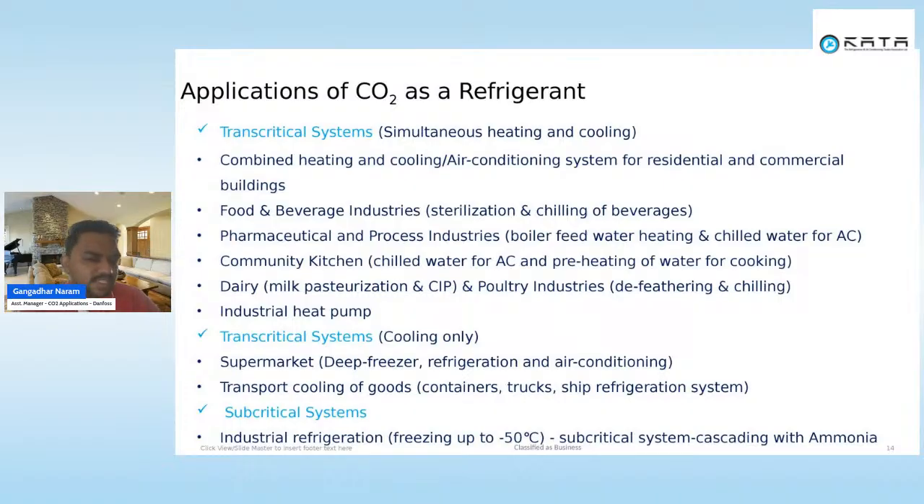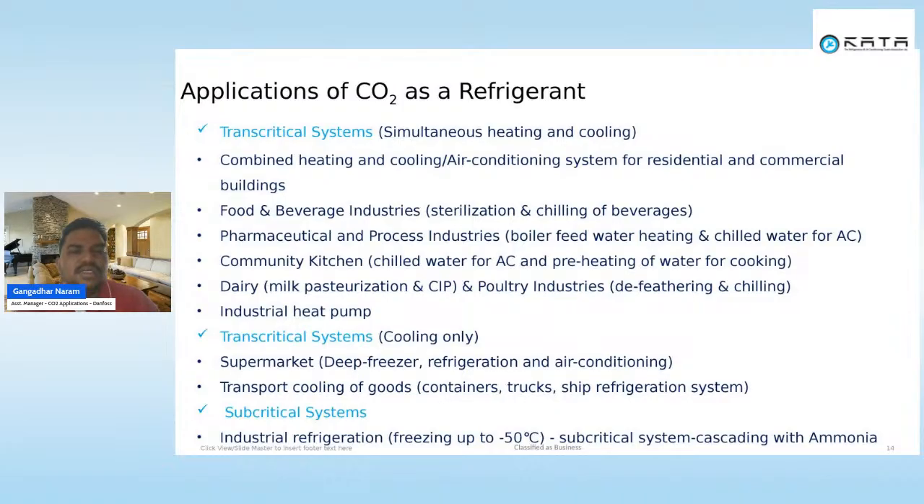In community kitchens, you can generate hot water for cooking and chilled water for air conditioning applications. Especially for dairies, you have milk pasteurization and the CIP process. Similarly, for poultry industries, you have defeathering, where you require hot water, and you require chilled water for air conditioning. In an industrial heat pump, obviously, you can get 90 or 100 degrees hot water temperature.